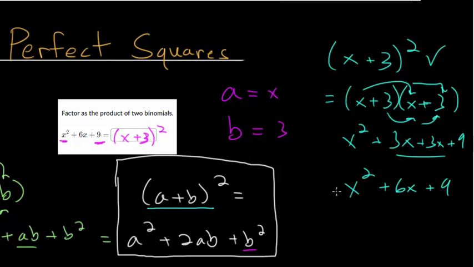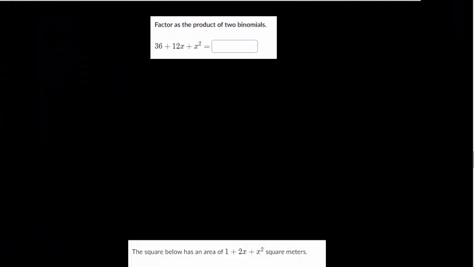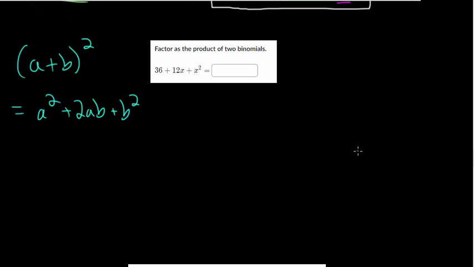Now, the other method is factoring by grouping, or we can use that reverse FOIL method. And so I'm going to show you one more example where I use the formula, and then I'll use just the factoring by grouping method. So let's go on to the next one. So we need to factor this as a product of two binomials. So I'm going to rewrite our formula as (a + b) squared, which is equal to a squared plus 2ab plus b squared. So again, we want to figure out what a and b are. And so let me just rewrite the equation, 36 plus 12x plus x squared.